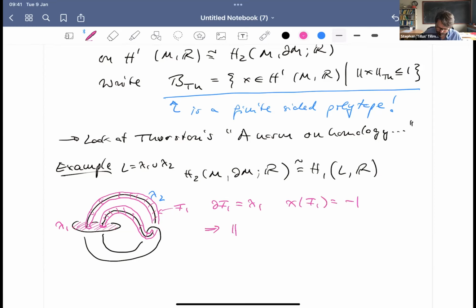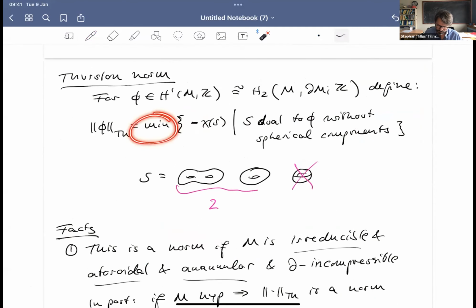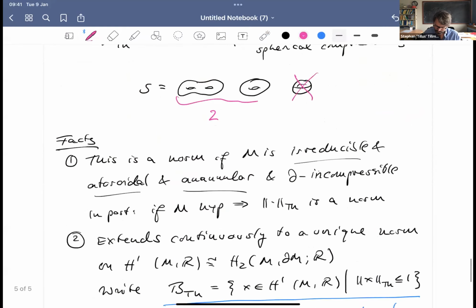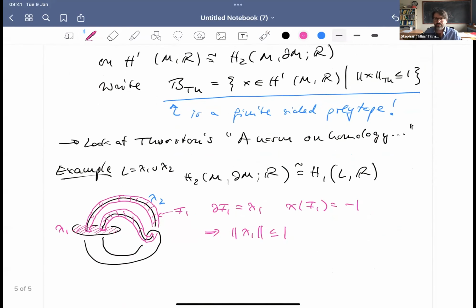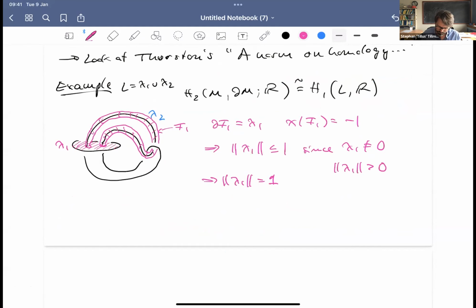So the boundary of F1 is lambda 1, and the Euler characteristic of F1 is -1, and so this means that the norm of lambda 1 is less than or equal to 1, since I found the surface, and in this norm we're looking at the minimum over negative Euler characteristic. So the question is, could it be 0? In this case it can't be 0 because I'm looking at a hyperbolic manifold. Since lambda 1 is not the 0 class, I know that the norm of lambda 1 must be bigger than 0. And so this implies that the norm of lambda 1 is equal to 1. Okay. And similarly for lambda 2, it's the same argument.